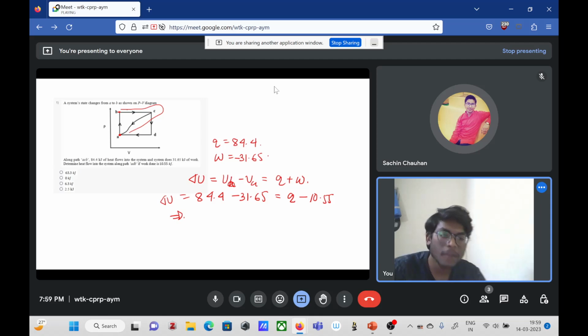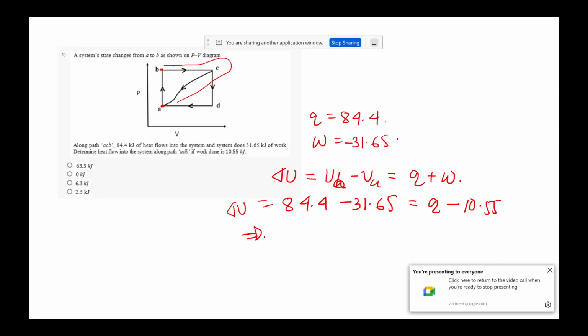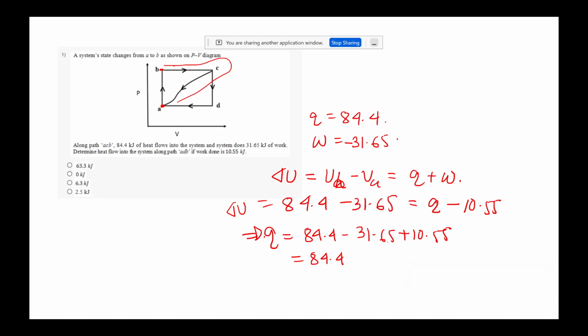Got it? Good. Yes, sir. Okay. Now if you do that, then Q will be 84.4 minus 31.65 plus 10.55. This will be 84.4 minus this is 21.1. This will be 63 point. So this is the right option.